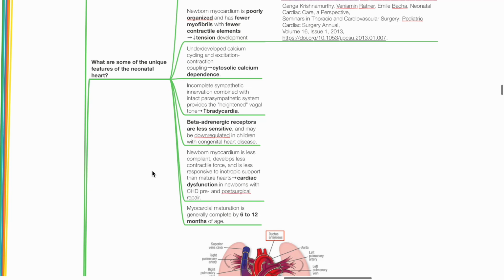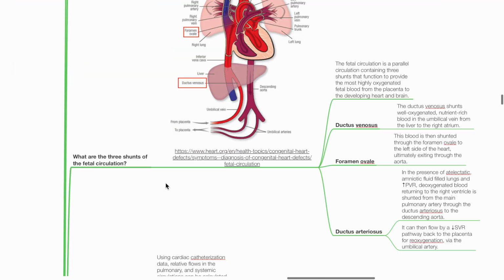There is increased cardiac dysfunction in newborns with CHD before and after surgical repair. Myocardial maturation is generally complete by 6 to 12 months of age. What are the 3 shunts of the fetal circulation?